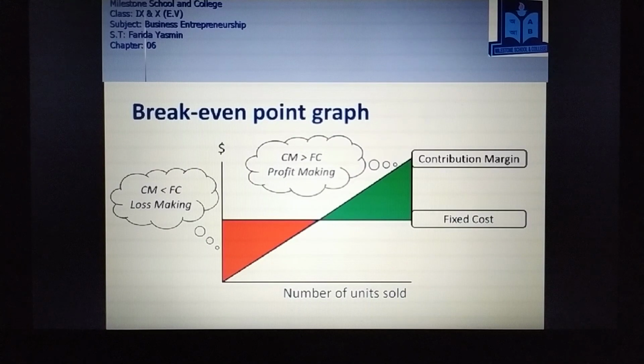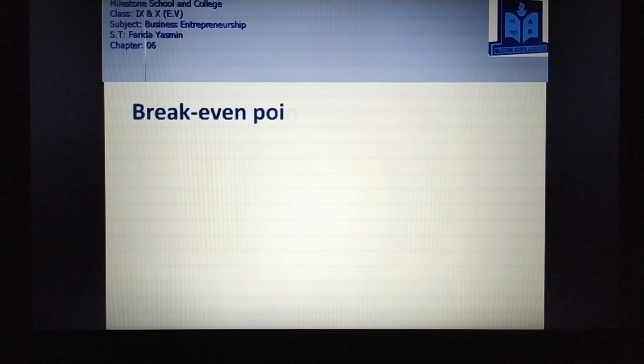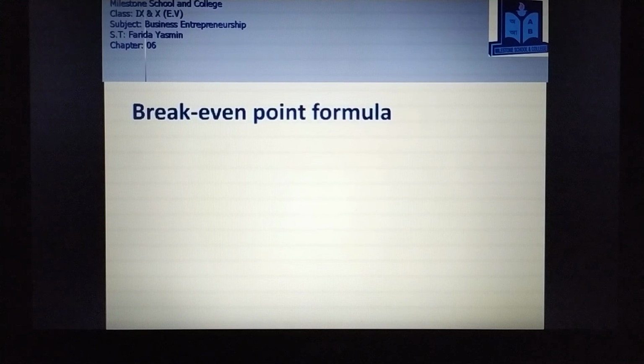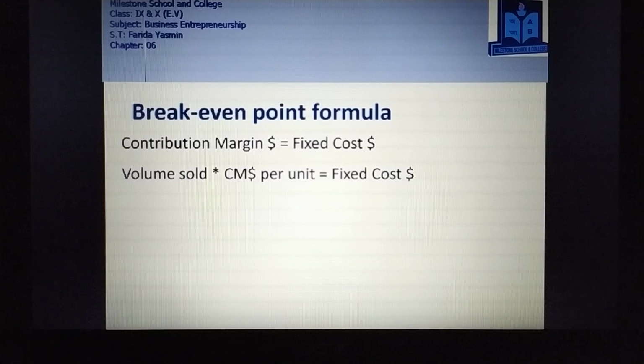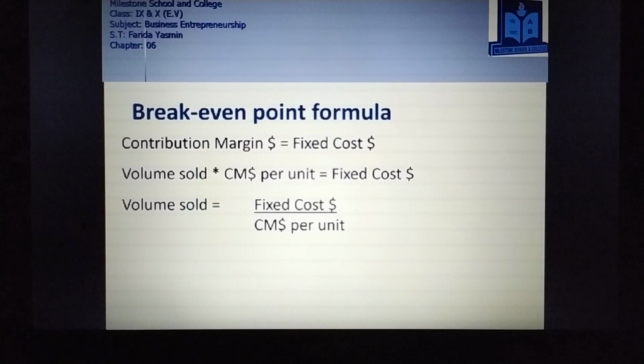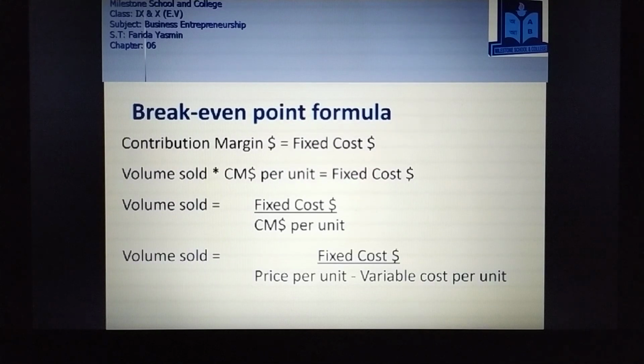Let's do the exact same break-even analysis but in formulas. The break-even point is the sales volume where contribution margin dollars equals fixed cost dollars. That's the same as saying that the volume sold times the contribution margin per unit equals the fixed cost dollars. And that's the same as saying that the volume sold to break even is equal to the fixed cost dollars divided by the contribution margin per unit. And that's the same as the fixed cost dollars divided by the selling price per unit minus the variable cost per unit.